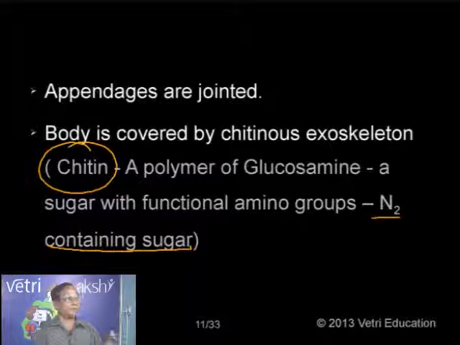So chitin is a heteropolymer, a sugar, of N-acetylglucosamine, with a functional amino group. That is why it is an example of a nitrogen containing sugar. That question also came in the question paper this year.